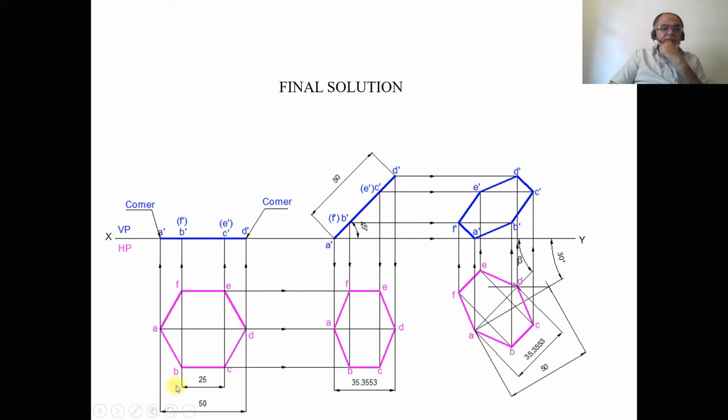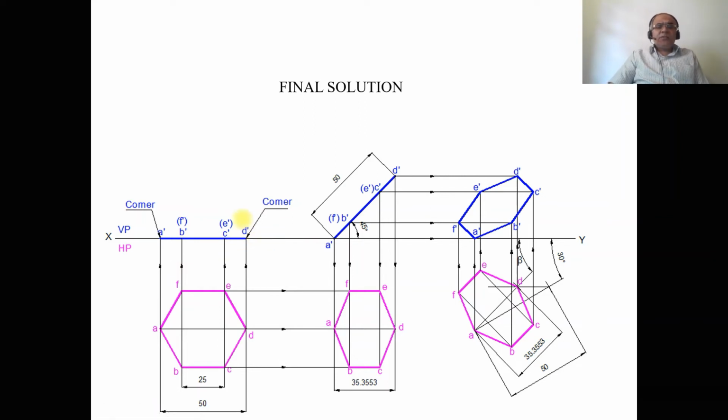And then as you see from the front view, A, B, C, D is near to the observer. So A dash, B dash, C dash, D dash are visible, and E and F are away from the observer. Therefore, E dash and F dash are in brackets. Join A to B, A dash to B dash to C dash to D dash with a dotted line.